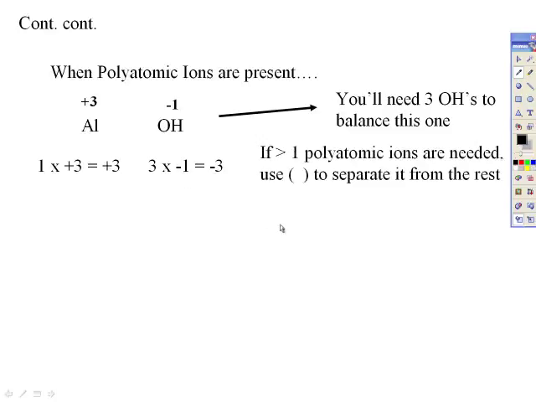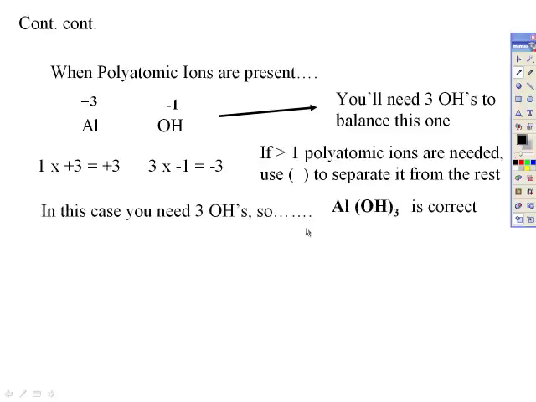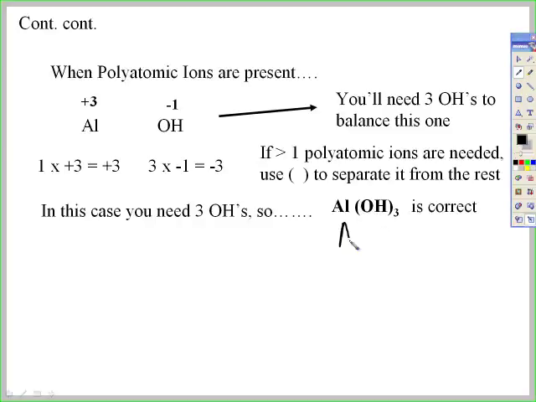In order to do that, I'm going to need to use parentheses to separate it. So I would write Al(OH)3. If I didn't do that, if I just wrote AlOH3, it would only look like I needed 3 hydrogens, not 3 of this whole thing. So we put it in parentheses. We don't change anything about this. Just keep it in parentheses and put the 3 outside to show that there's 3 of everything inside of here.